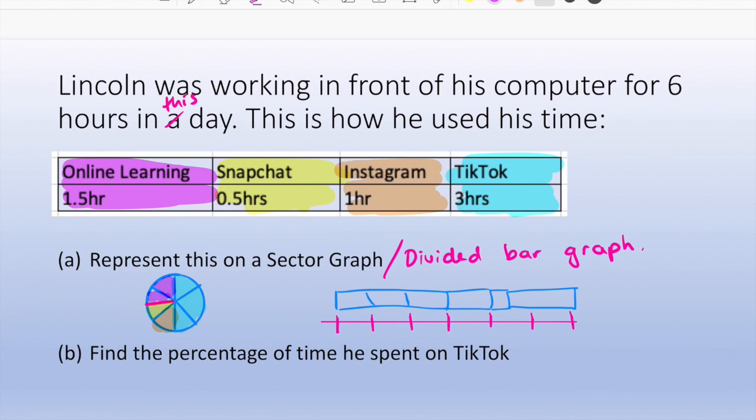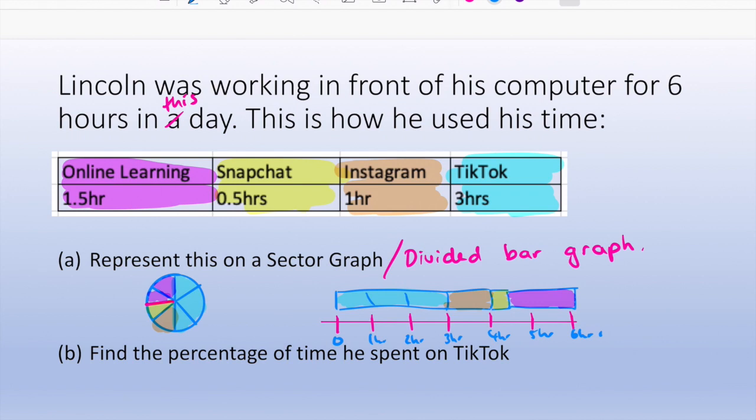Now I'm going to use the same colors as I used before because it will make sense. So the online learning was 1 hour and a half, so that's there. Instagram was 1 hour, so that one is there. Snapchat was that little half of it. Oh, and TikTok, we've forgotten about TikTok. TikTok is this. So what I'll do is put 1 hour, 2 hours, 3 hours, 4 hours, 5. Oh, I made a mistake. That's 0, and that's 1 hour, 2 hours, 3 hours, 4 hours, 5 hours, and 6 hours. So we've got 2 ways of representing how Lincoln used his time in front of the computer.